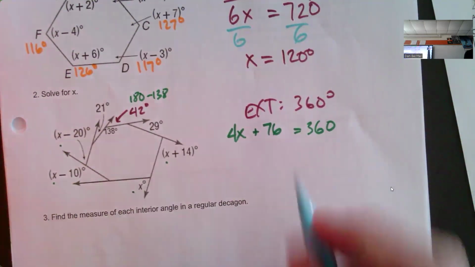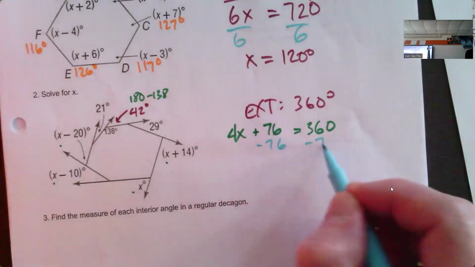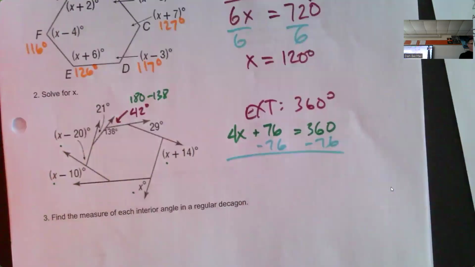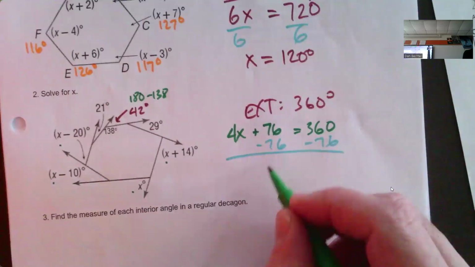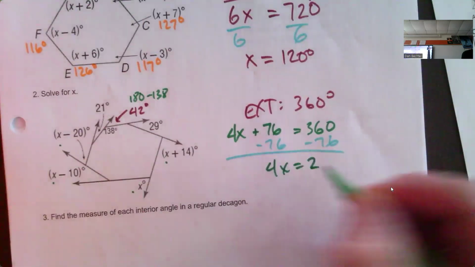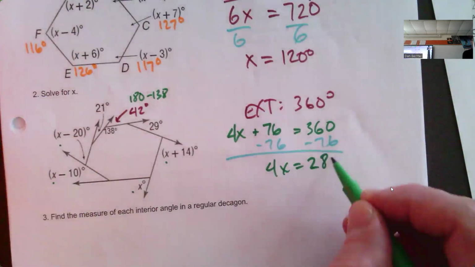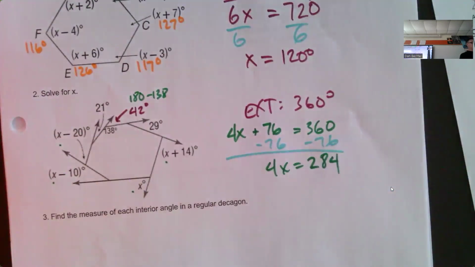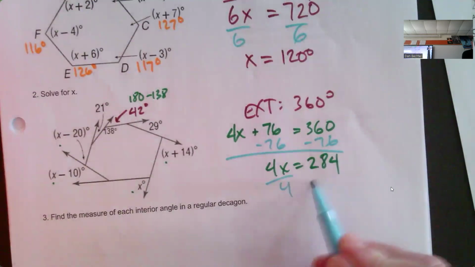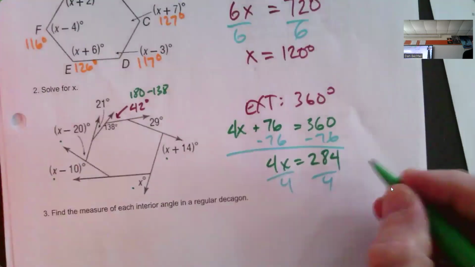What do we do next? Minus 76. So if we do that, we get that 4X is equal to 360 minus 76, which is going to be 284? 84. Thank you. This is why we have a calculator. What do we do on both sides now? Divide by 4, and X is equal to 71.